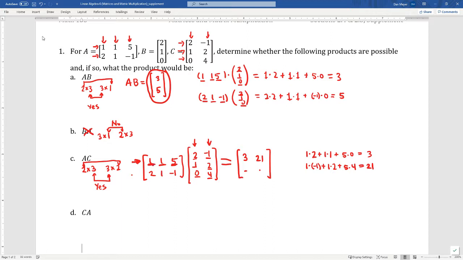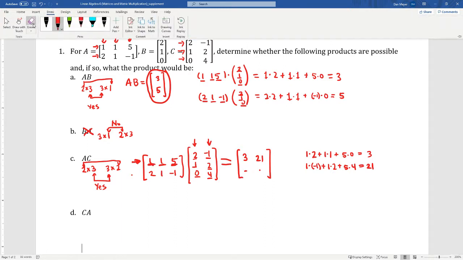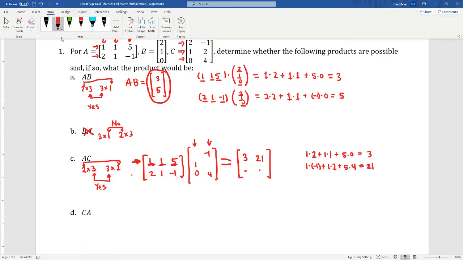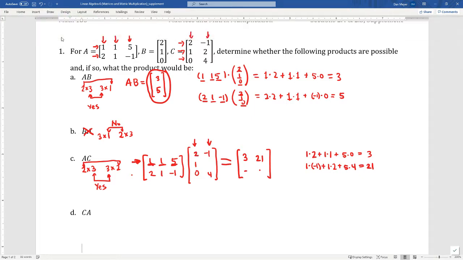I think we're done with the first row of A, so maybe I don't need to clean that one up. But we're going to be reusing all the things from C, so we'll go ahead and clean those up. 2, 1, 0, negative 1, 2, 4. All right. So the next entry we want for A times C, we want the second row, first column.